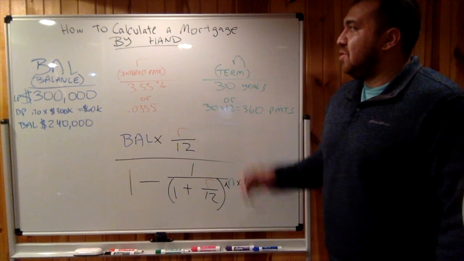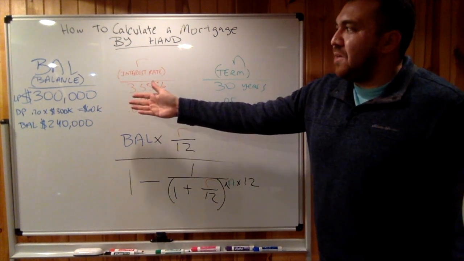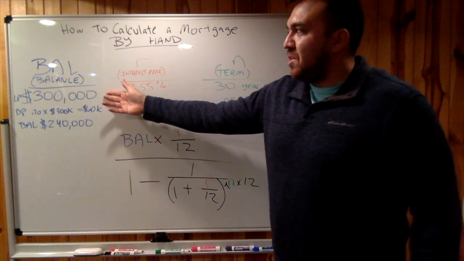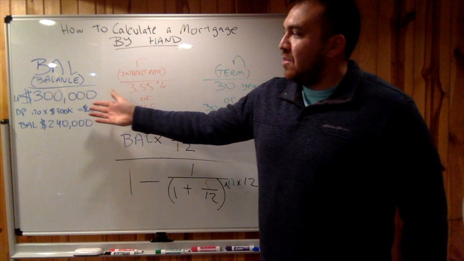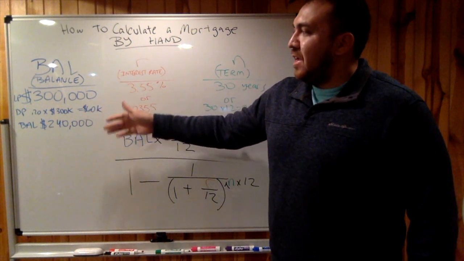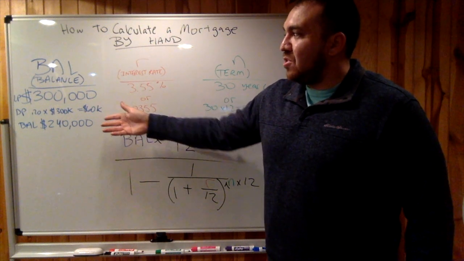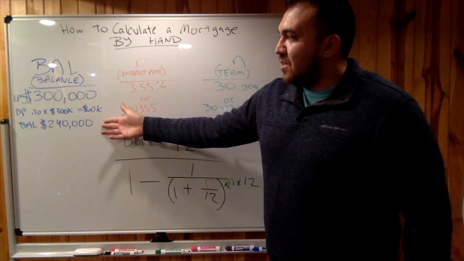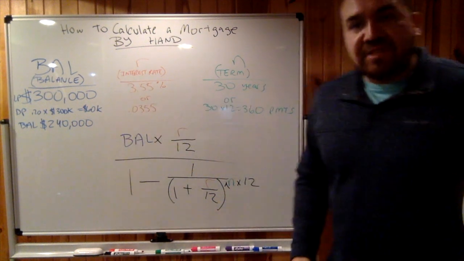All right, so to do this formula, you need three different items. The first is going to be the balance of the loan. Let's say the home is being sold for $300,000. You come in with 20% of $300,000, which is $60,000 out of pocket, and that brings down the loan balance to $240,000. So you borrowed $240,000 plus your $60,000 to pay for the $300,000 home.